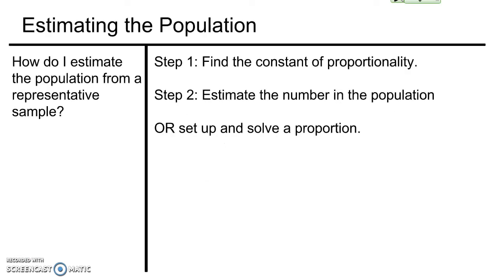All right, copy this into your notes. How do I estimate the population from a representative sample? Step 1, we're going to find the constant of proportionality and then estimate the number in the population. I'll show you how to do that. Or we can set up and solve a proportion because we know that representative samples are going to be proportional to the population. Copy this into your notes real quick. This is our 2 options of how to estimate the population. When you're ready to move on, press play. If you still need a second, hit pause.